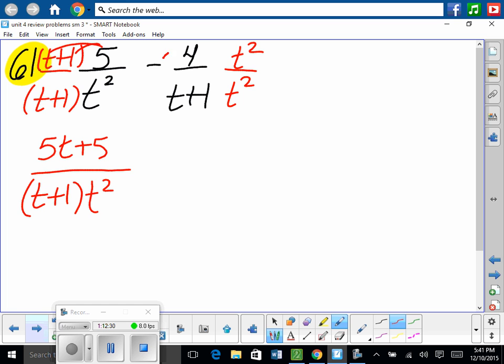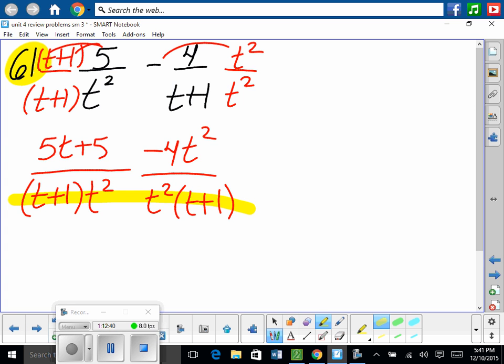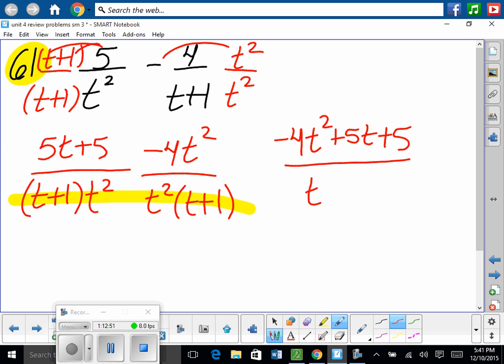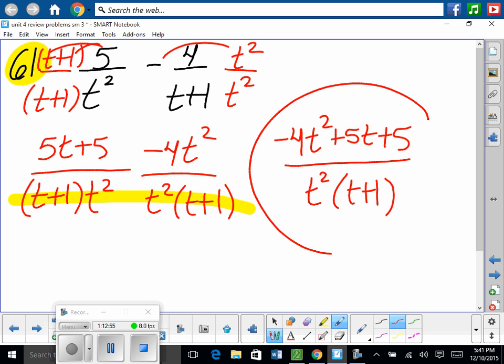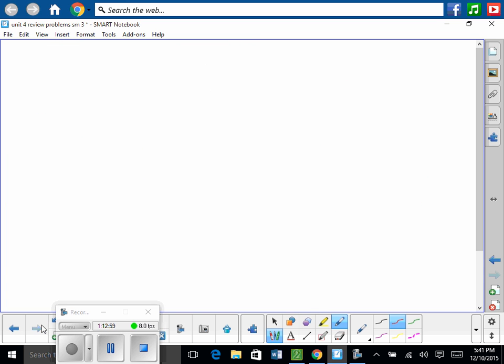Distribute negative 4 times t squared is negative 4t squared. And then that's all over t squared and then t plus 1. Check your denominator. Is it the same? Yes, so we can rewrite it in 1, combining all like terms. I'm going to write it in standard form, negative 4t squared plus 5t plus 5, and then that's all over t squared and t plus 1. That's the end of the review.